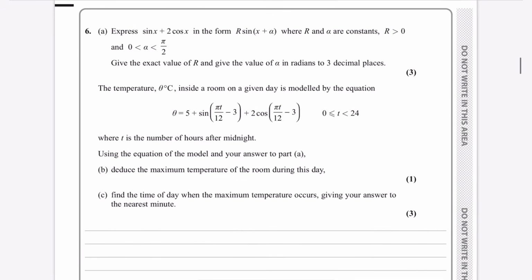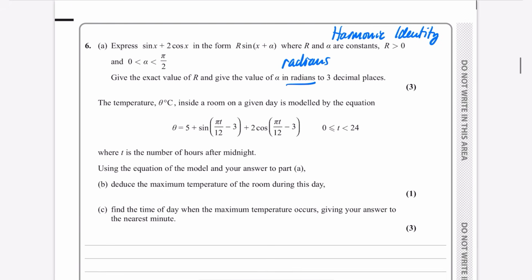Question 6. Express sine 2x plus 2 cos x in the form r sine (x plus alpha), where r and alpha are constants and alpha is between 0 and pi over 2. So we're definitely going to need to be in radians here, and it does mention that. Now this is what we call the harmonic identity. So that means the r cos kind of stuff for this.